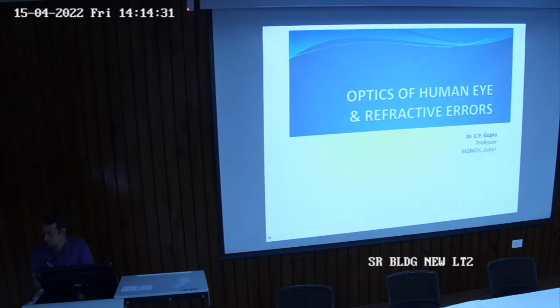Yes, images formed in front of the retina, it is a half definition. And what else? Power of lens increases. Okay, this is one cause.